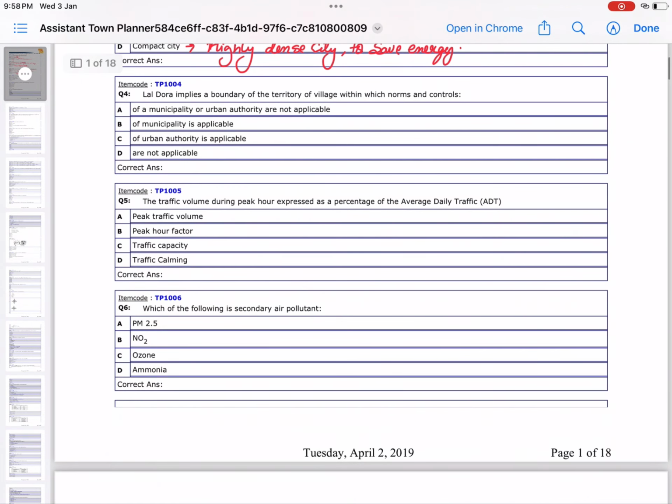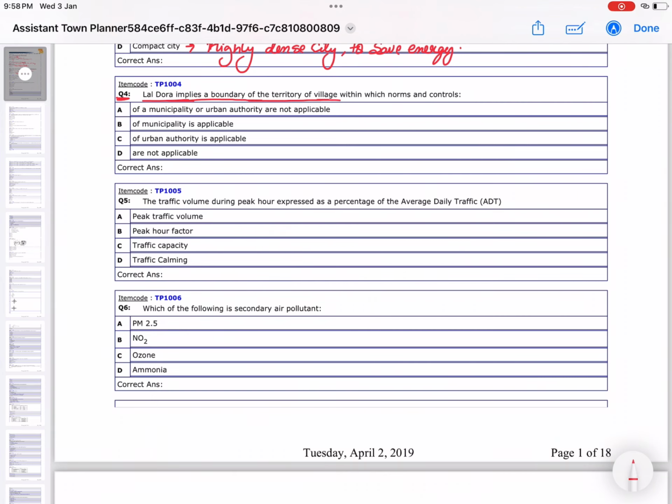Moving on to question number 4. Lal Dora implies a boundary of territory of a village. So they are saying that a territory of a village within which norms and controls of a municipality or urban authority are applicable, or are not applicable. So they are asking this.